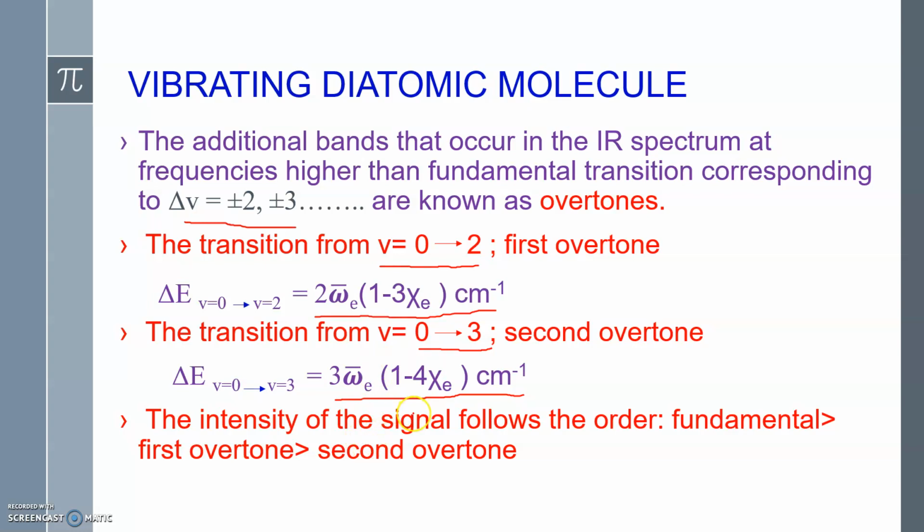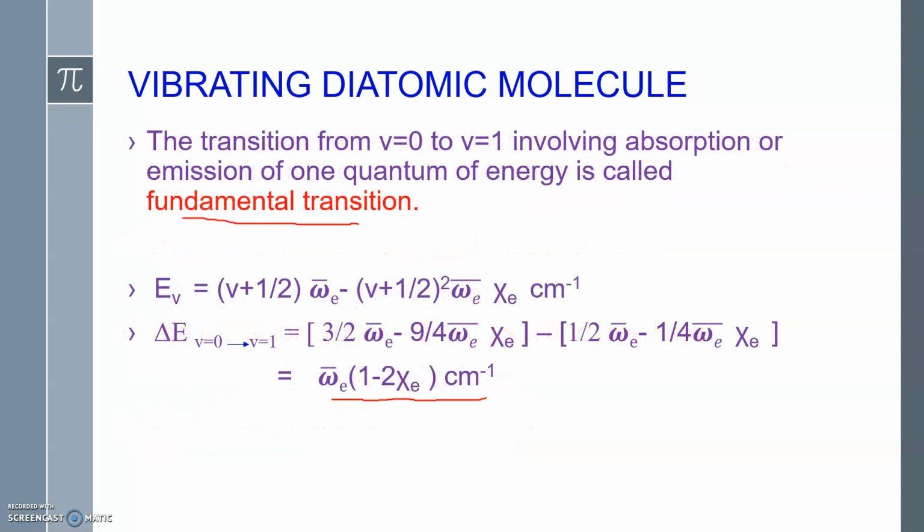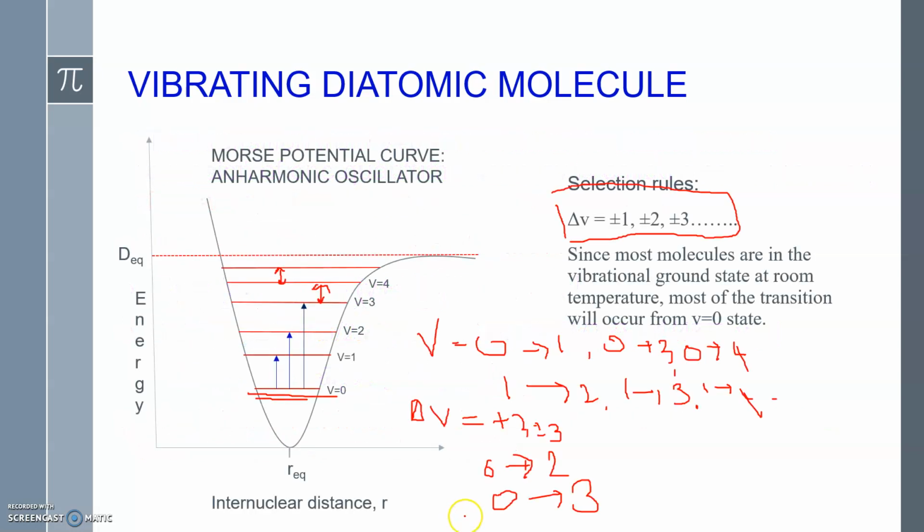And the intensity of the signal follows the order: the fundamental transition is more probable than the first overtone, followed by the second overtone. I have already mentioned that at room temperature, most of the molecules are present in the V = 0 state. But as the temperature is raised, the population in the V = 1 state becomes more appreciable.